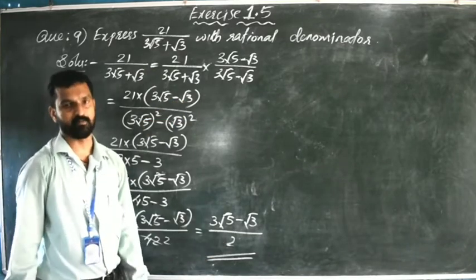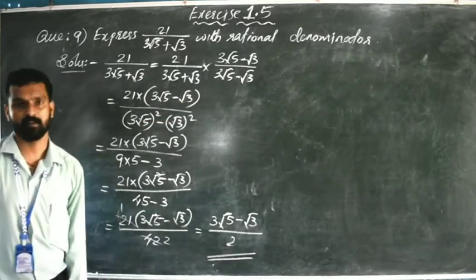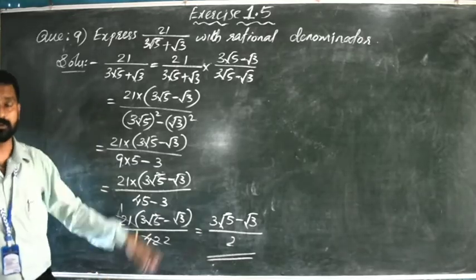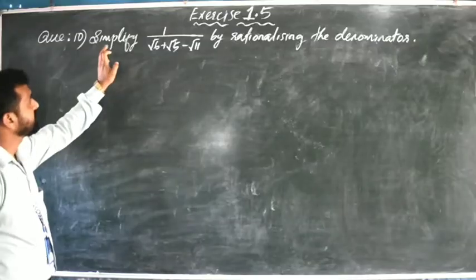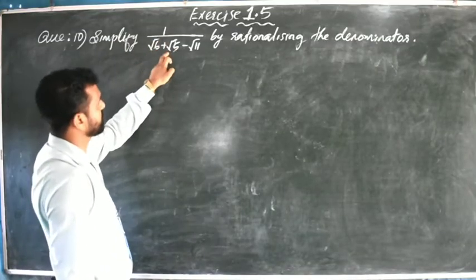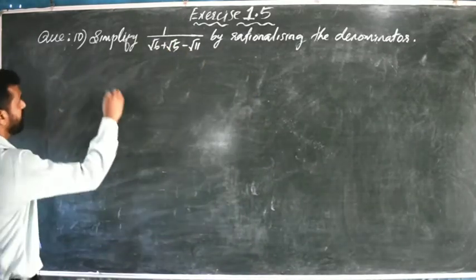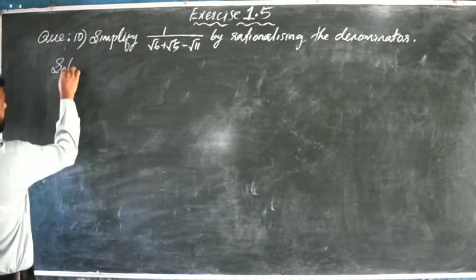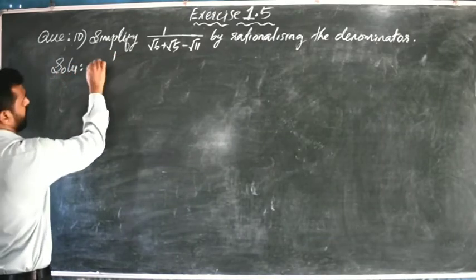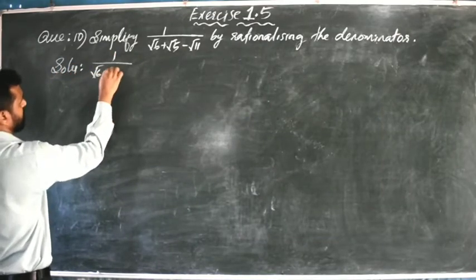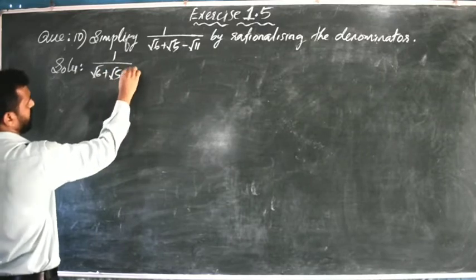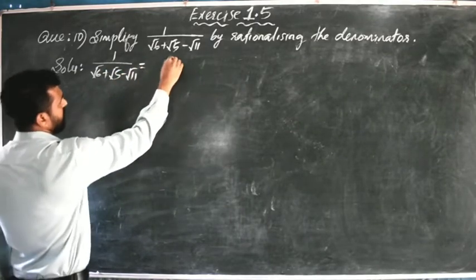2 is a rational number, so now the denominator is a rational number. Now the last question, question number 10. Simplify 1 by root 6 plus root 5 minus root 11 by rationalizing the denominator. So write the question: 1 divided by root 6 plus root 5 minus root 11.